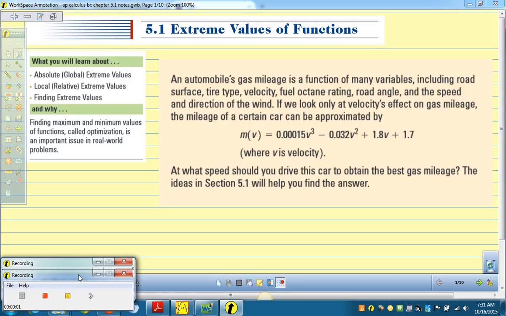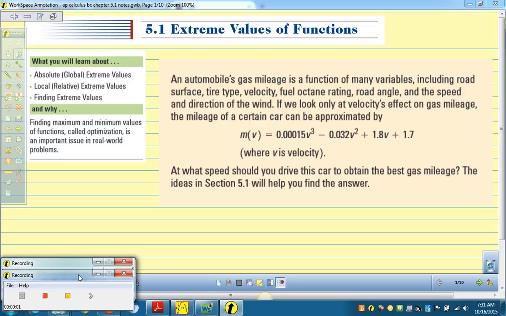of this chapter, we've got an automobile's gas mileage as a function of many variables, including road surface, tire type, velocity, fuel octane reading, road angle, and the speed and direction of the wind. If we look only at the velocity's effect on gas mileage, the mileage of a certain car can be approximated by this function, where v is the velocity.